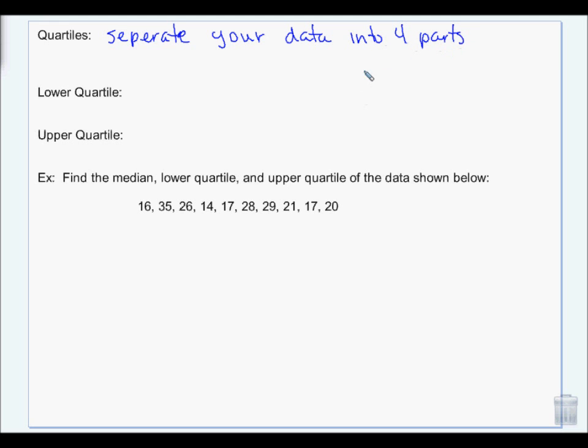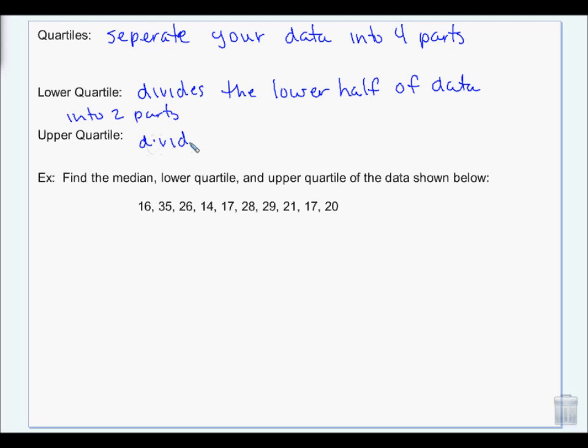Okay. The lower quartile divides the lower half of the data into 2 parts. And the upper quartile divides the upper half into 2 halves.